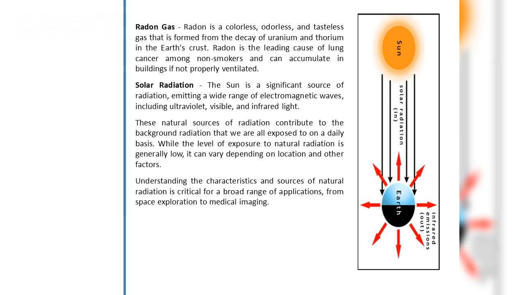The sun is a significant source of radiation, emitting a wide range of electromagnetic waves, including ultraviolet, visible, and infrared light. These natural sources of radiation contribute to the background radiation that we are all exposed to on a daily basis. While the level of exposure to natural radiation is generally low, it can vary depending on location and other factors. Understanding the characteristics and sources of natural radiation is critical for a broad range of applications, from space exploration to medical imaging.